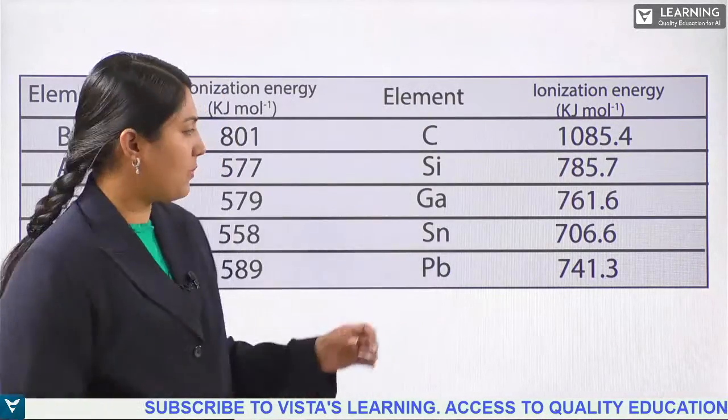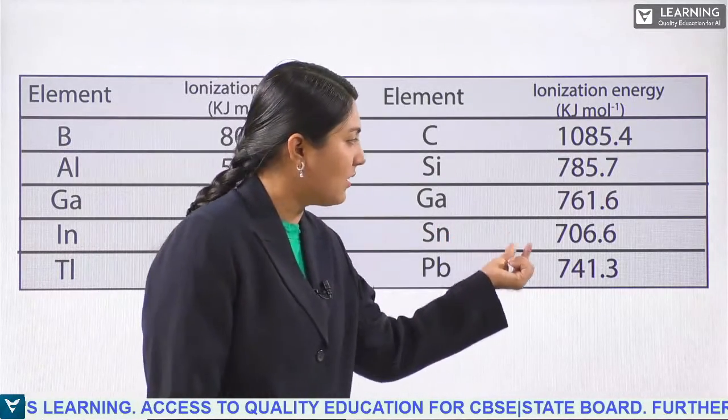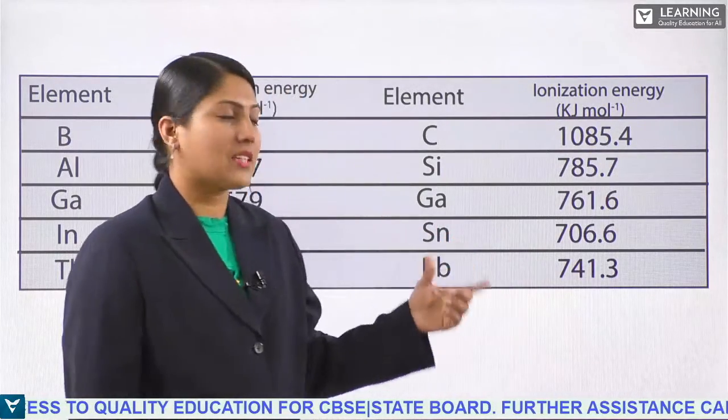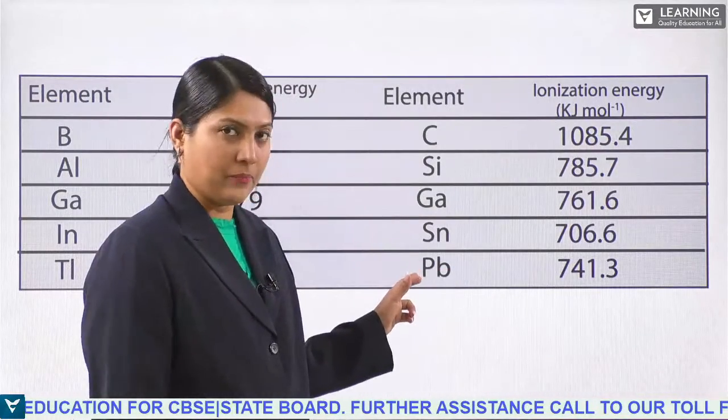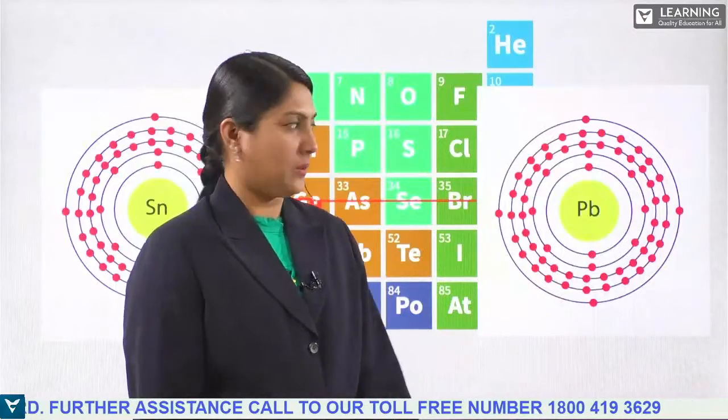As we know, F block elements will be there, and P or D orbitals will be there. What happens? The slight increase in size happens from stannous to lead. Got it? It is 706, whereas it is 741.